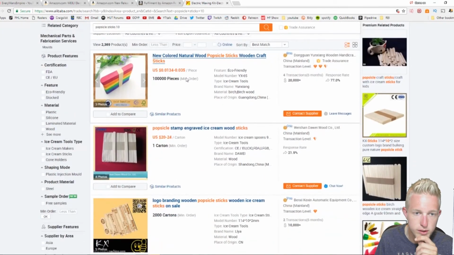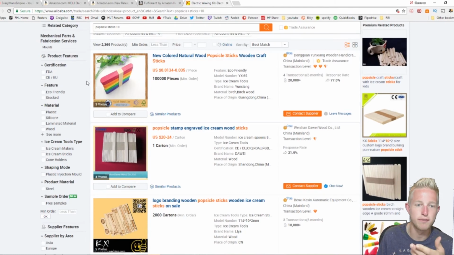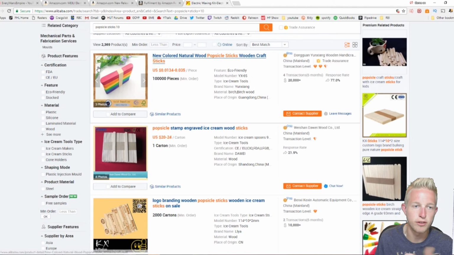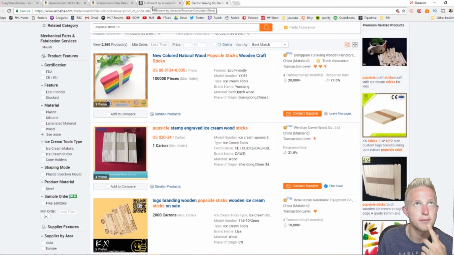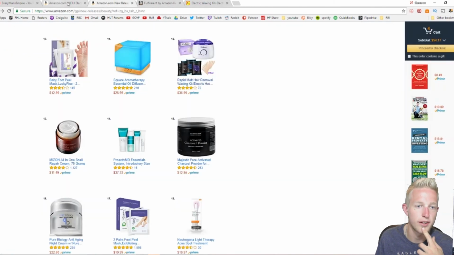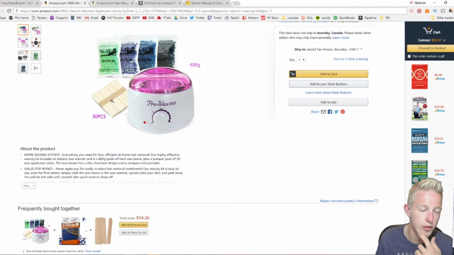So per piece, they're 3 cents. So let's say 10 cents a piece. So $1 for 10 of them.